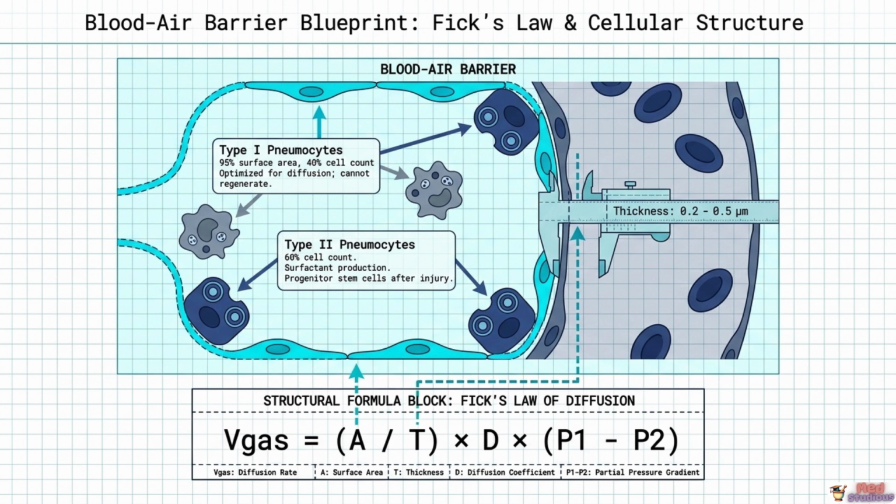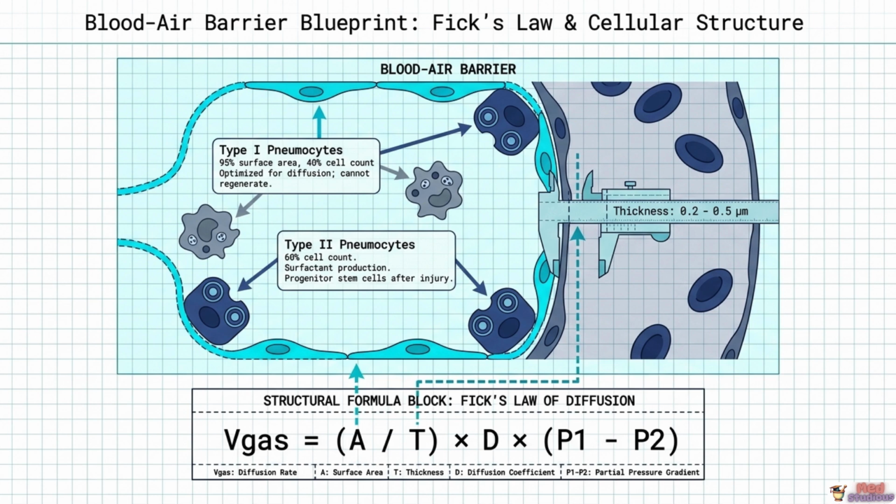Type 2 pneumocytes, by contrast, make up roughly 60% of alveolar cell count, are responsible for surfactant production, and serve as the essential progenitor stem cells that repopulate the alveolar surface after injury, since type 1 cells cannot replace themselves. The blood-air barrier itself measures only 0.2 to 0.5 micrometers in thickness, an extraordinarily thin distance that directly maximizes diffusion efficiency. Fick's law formalizes this relationship precisely.